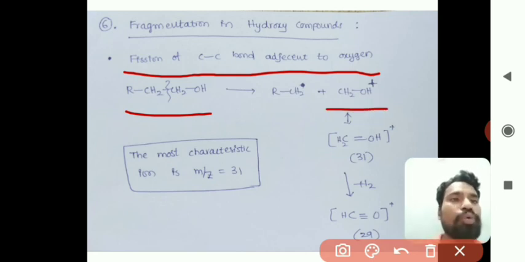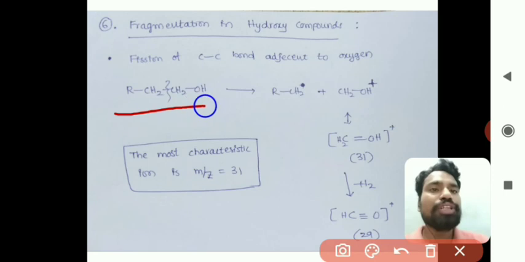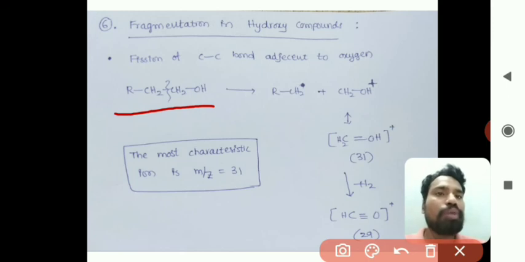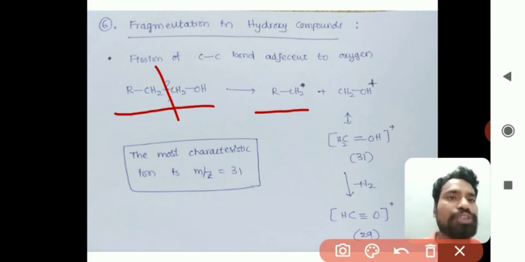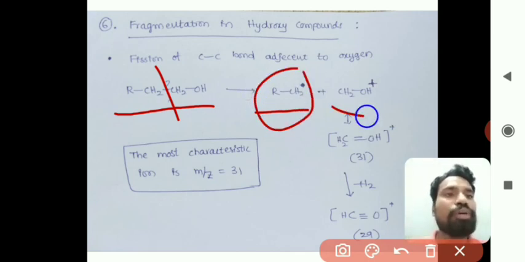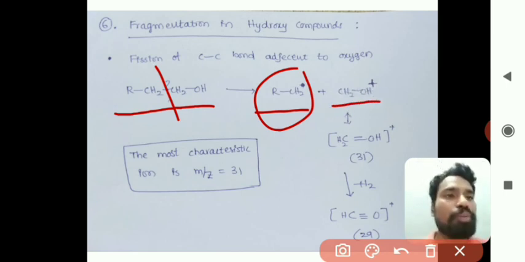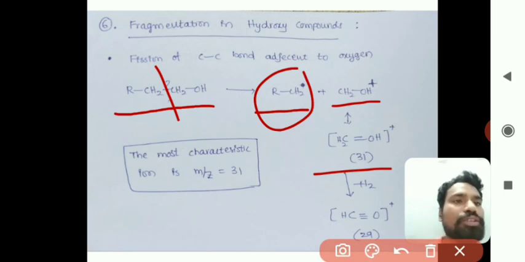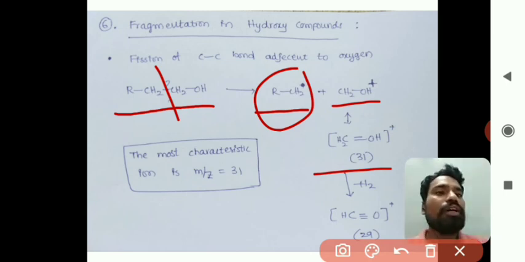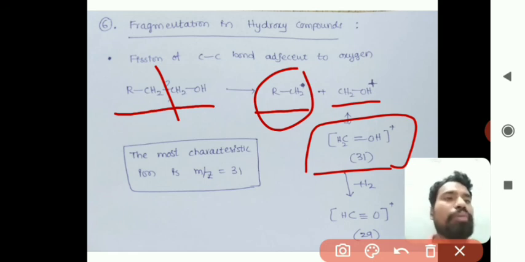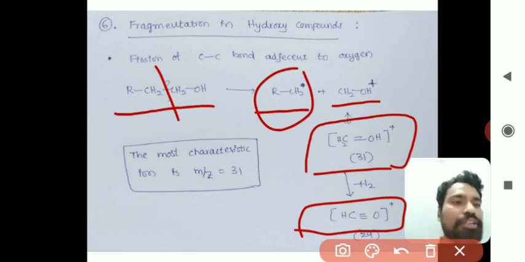as well as CH2OH+. Just observe this example. Here is RCH2OH, this is an alcohol, right? The carbon-carbon bond next to the oxygen will break, and then it forms an RCH2 radical, and CH2OH+. This CH2OH+ upon resonance can be converted into CH2=OH+. That m/z value is 31, and by losing hydrogen, that is H2, it forms CH≡O+, that is 29, right.